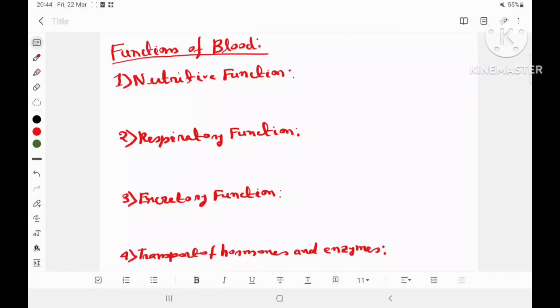Hello everyone, welcome to this channel, and today we will discuss the functions of blood. So blood is basically a fluid or liquid connective tissue.